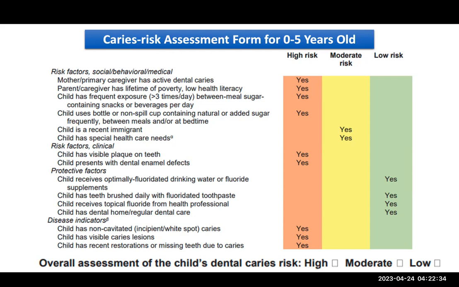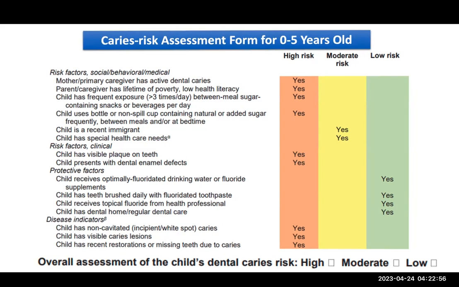And then for all the protective factors like fluoridated drinking water, fluoridated toothpaste usage, twice daily brushing, topical fluoride application by the health professional, and dental home or regular dental care, this is under low risk. So based on the overall assessment, you can label the child as high, moderate, or low risk.